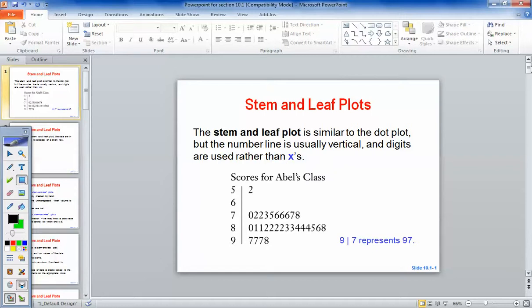Notice how they put these values in order then. So you want to make sure in stem and leaf plots you put stuff in order. But does everybody understand this key right down here? 9 bar 7 represents 97. So this 5 bar 2 represents 52.